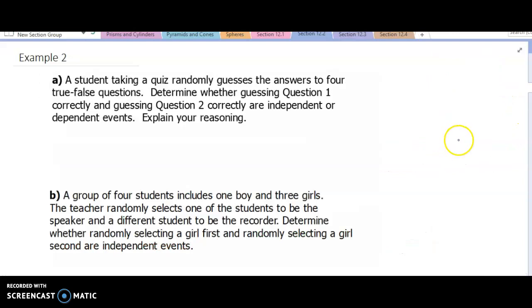All right, so I want you to do 2A and 2B on your own, and then we'll go over them. Read through the scenario and ask yourself, the second time around, does what we get on the first time affect the second time at all?